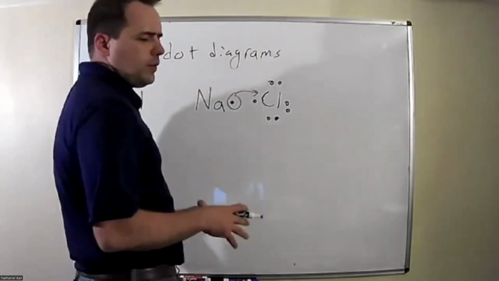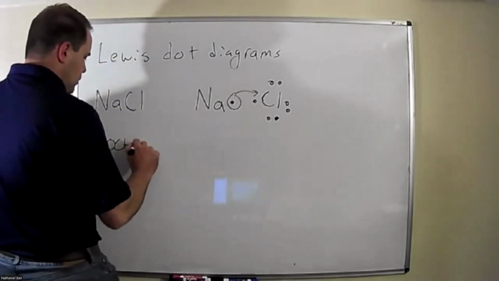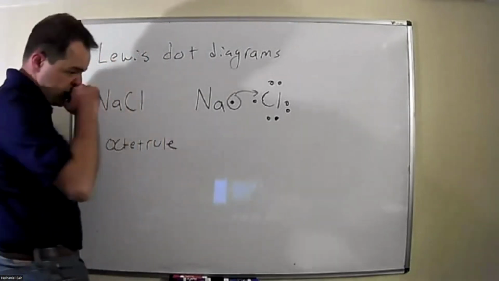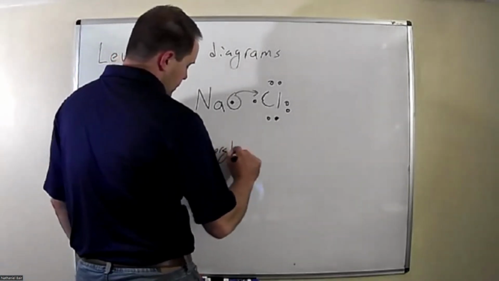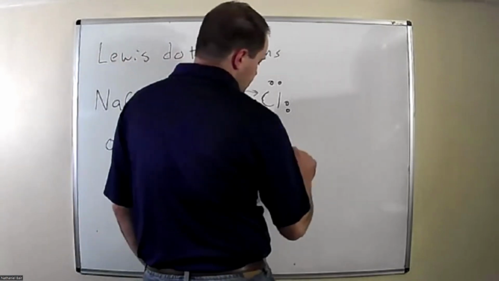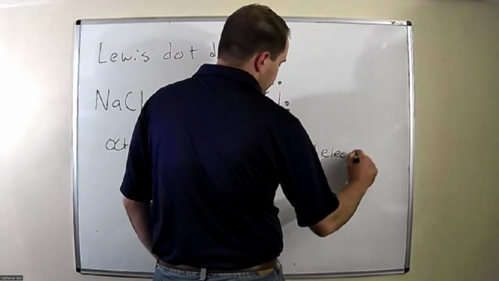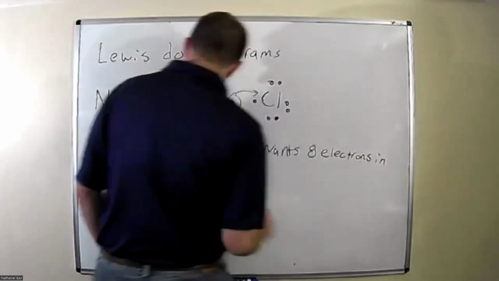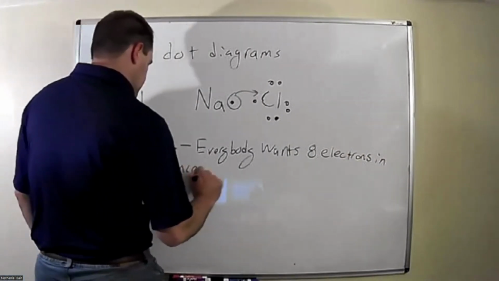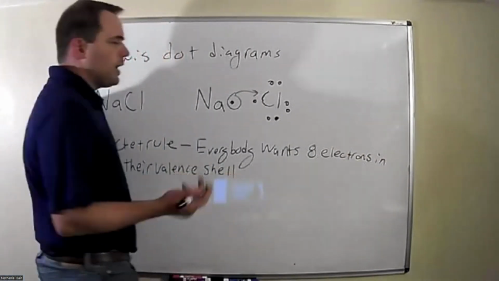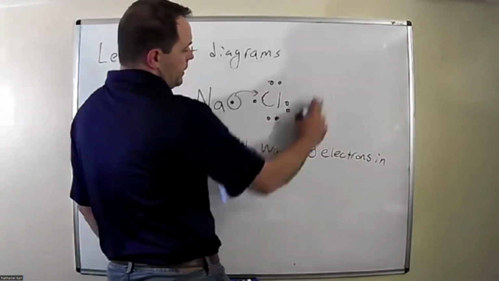And these guys are both going to satisfy what is called the octet rule. The octet rule is the driving rule in Lewis structures. And the octet rule says everybody wants 8 electrons in their valence shell. So here's what happens. This is easy to see for chlorine. When sodium gives that electron to chlorine, it's now got 8.